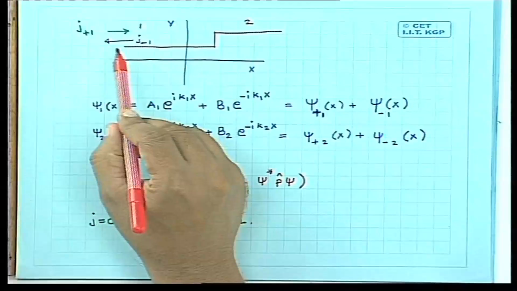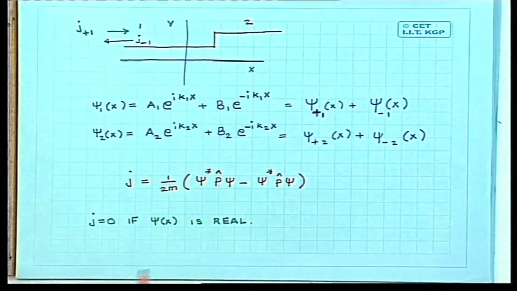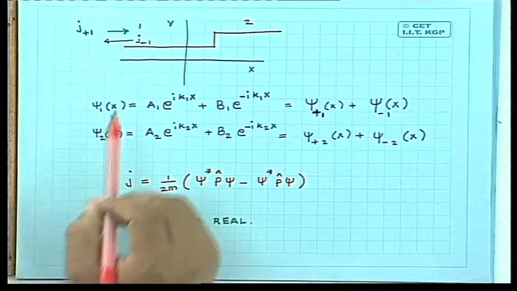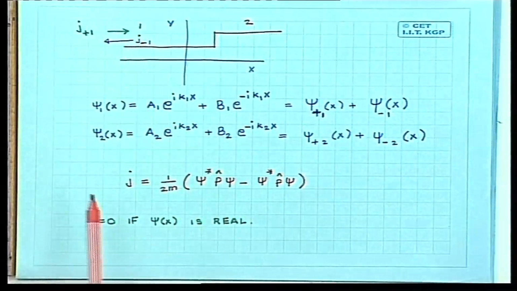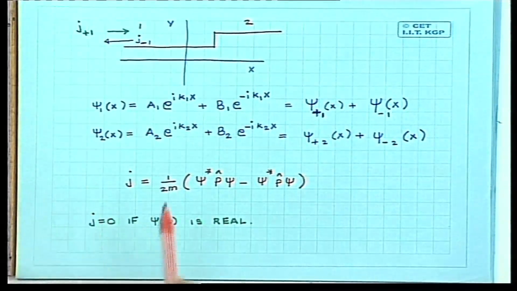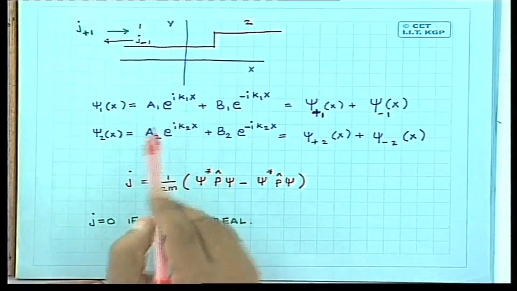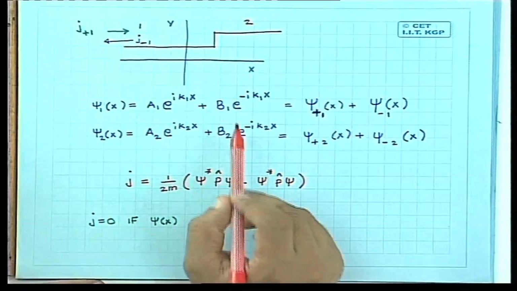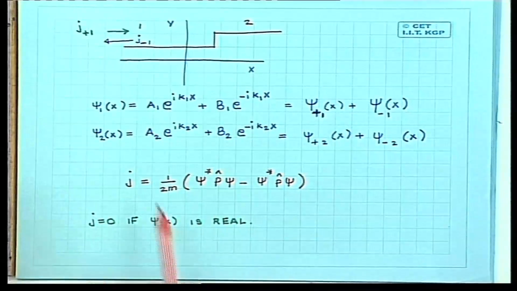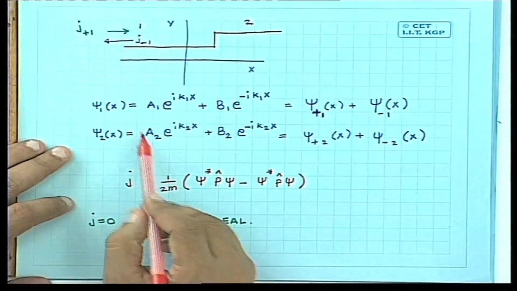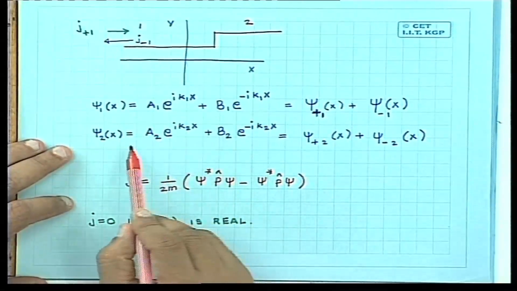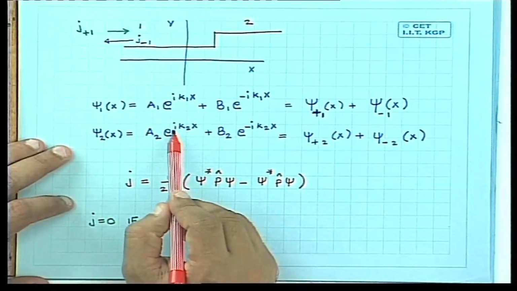In the last class, we had started discussing a situation where we had a potential step, where the potential suddenly rose from a value to a different value. And as is already familiar to us, in region 1, we can express the wave function as a superposition of two different waves, a1 e to the power i k1x plus b1 e to the power minus i k1x. Similarly, in region 2, you can have the same kind of expansion, just that the coefficients are different and the wave number k is different.